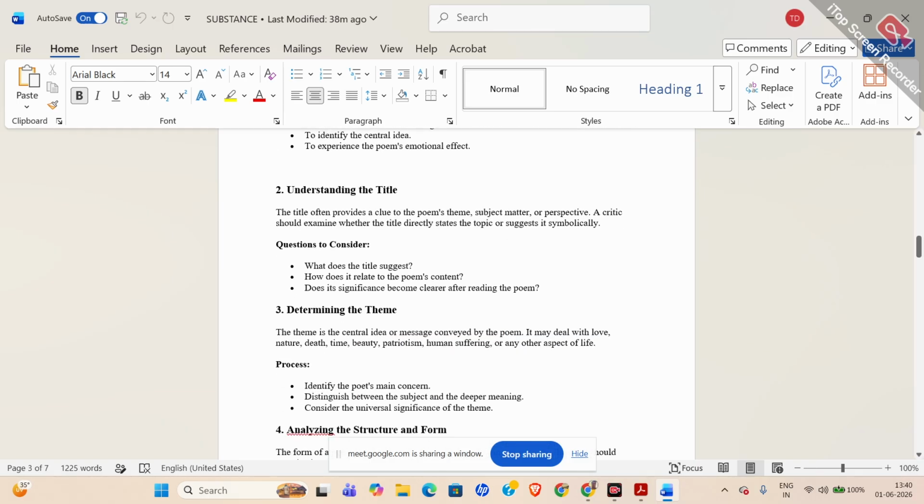2 হচ্ছে understanding the title. The title often provides a clue to the poem's theme, subject matter, or perspective. A critic should examine whether the title directly states the topic or suggests it symbolically.